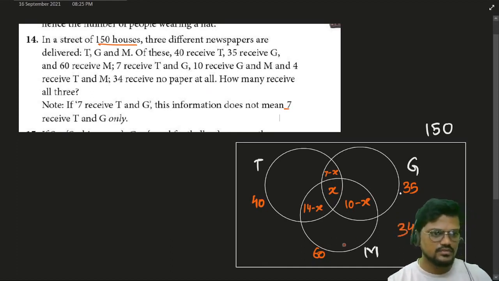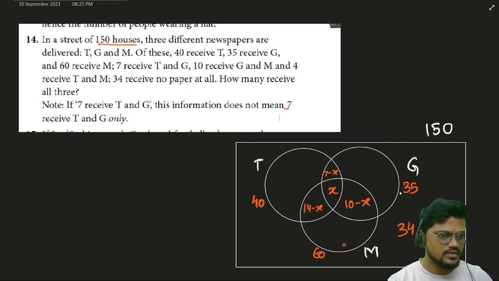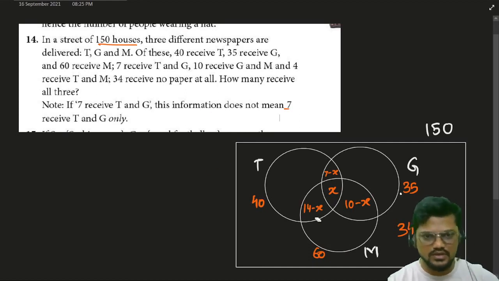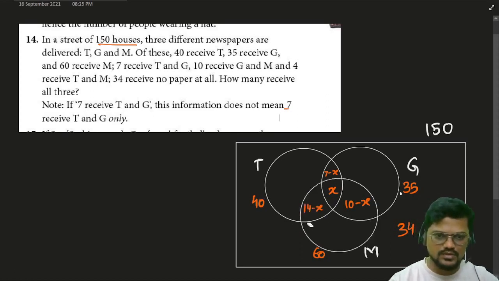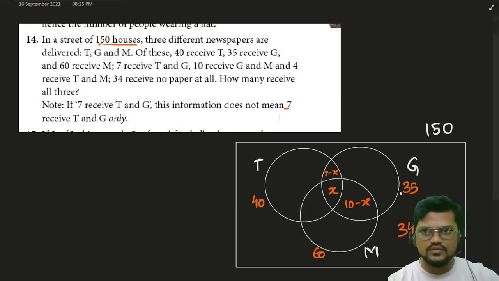What happened? For T and M, it's 4 minus X. Sorry, again I have taken 14. Oh wait. It is 4 minus X.